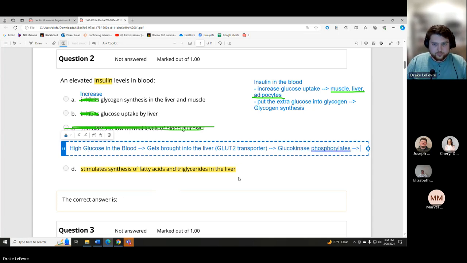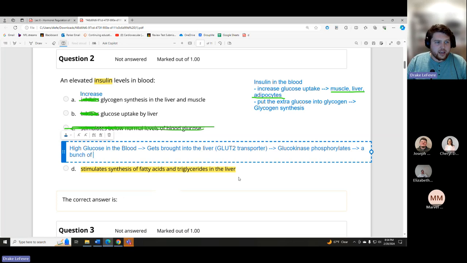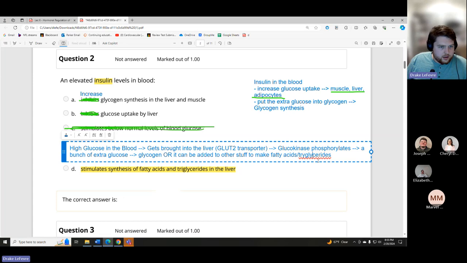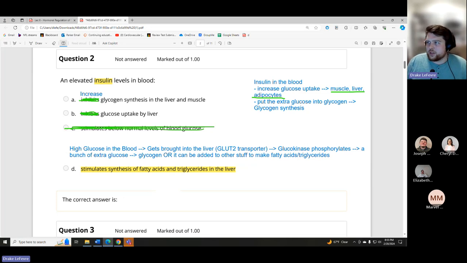It phosphorylates it, and now we have a bunch of extra glucose. It's converted potentially to glycogen, or it can be added to other stuff to make fatty acids and triglycerides. It's not until biochem 2 that you really get into triglycerides and what they are.